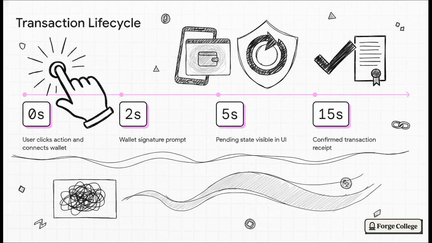If you leave them sitting in the dark for 15 seconds, they will assume their funds vanished into the ether and aggressively click that button 5 more times. You have to show them the exact progression.